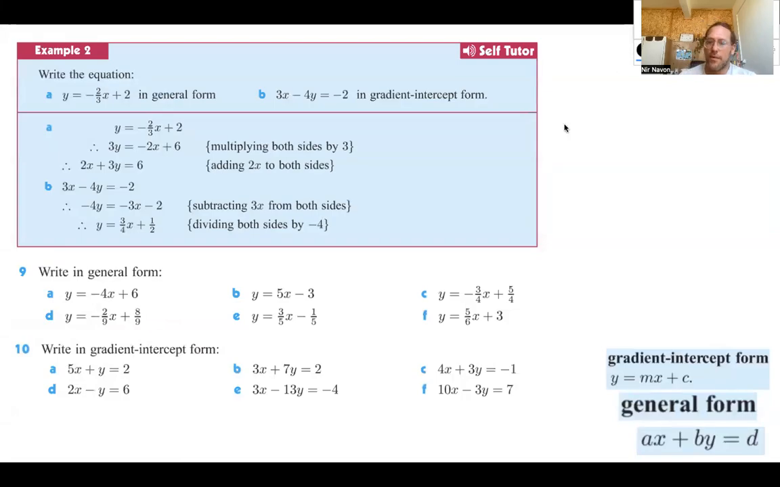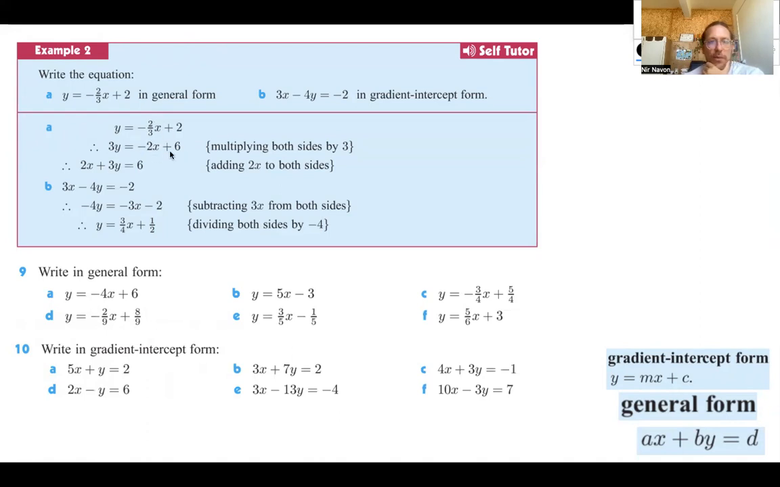Hi, this is part 3. Okay, so now we'll convert from gradient-intercept form into general form. Here we have the equations; gradient-intercept and general form are written like that. So this is in gradient-intercept form. I can see the gradient and the y-intercept.